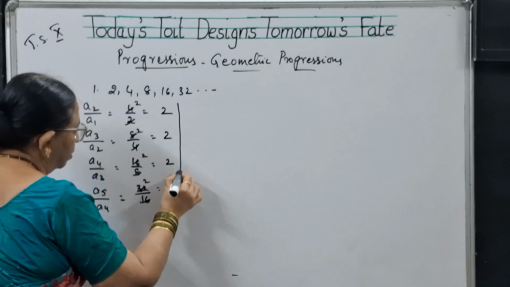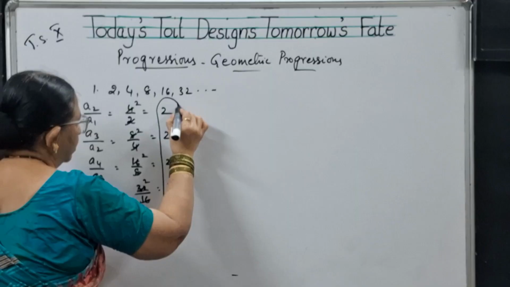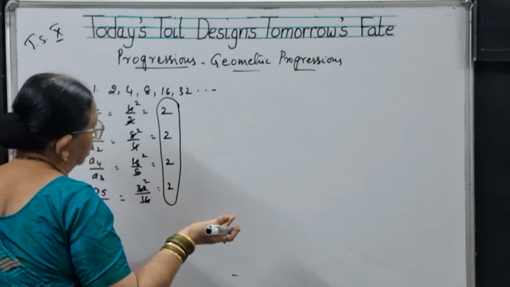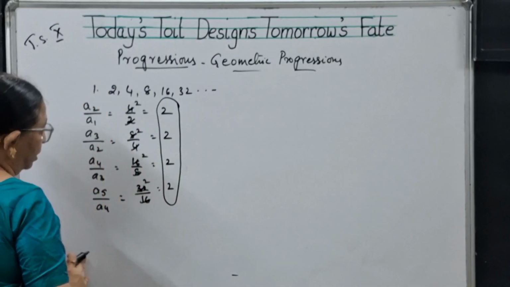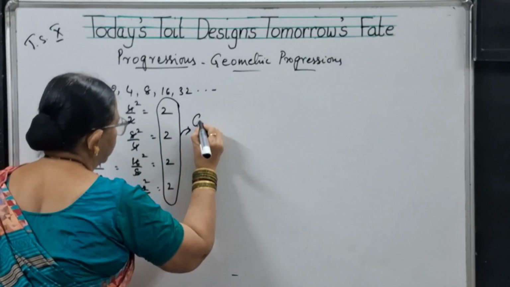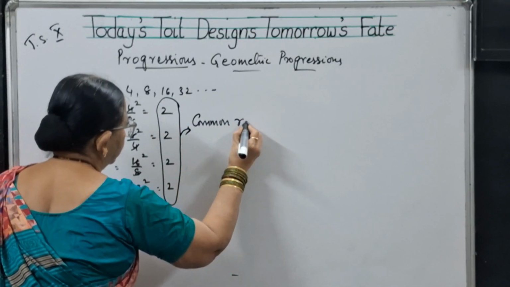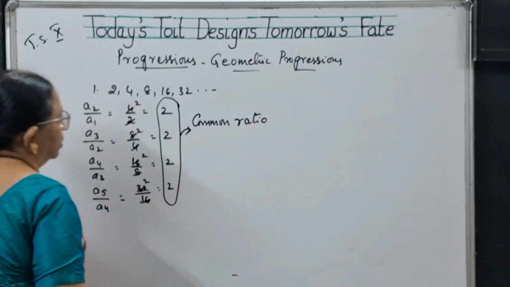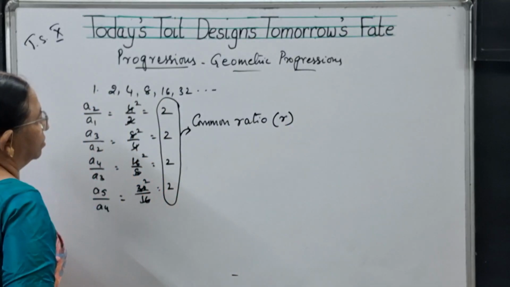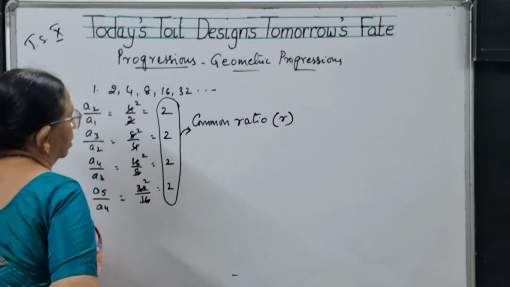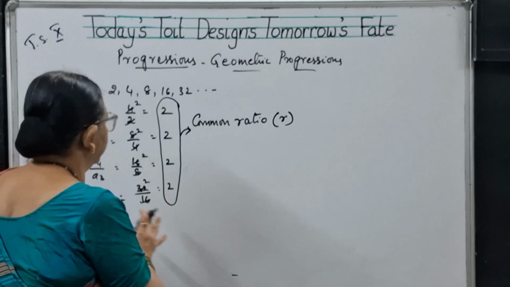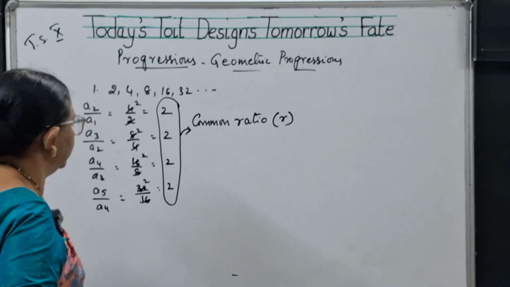See here, these all are the same values. Just like we have done A2 minus A1, A3 minus A2 there in AP, we are subtracting. Here we are dividing. The common value that we are getting is called the common ratio, which is denoted by small r. This is called common ratio. So basing on this example, a small example I have taken, children, so that you will understand it better.